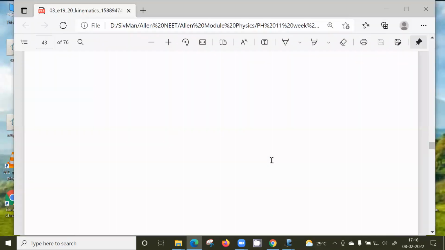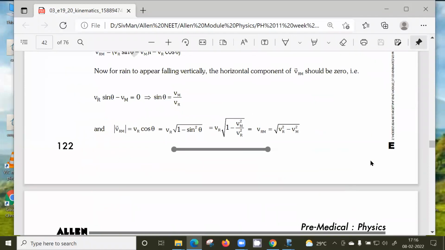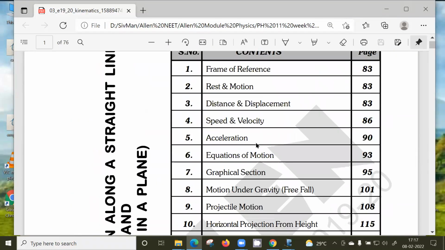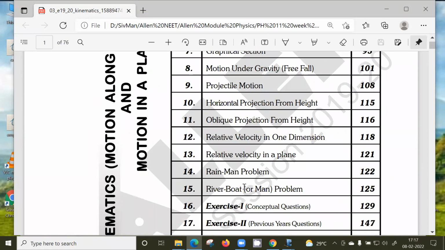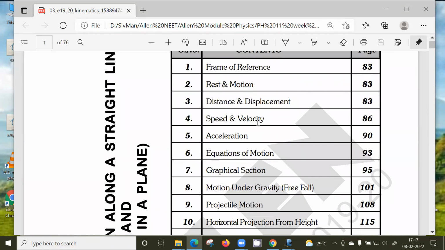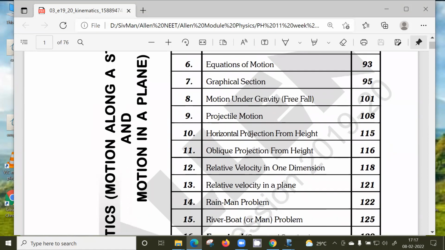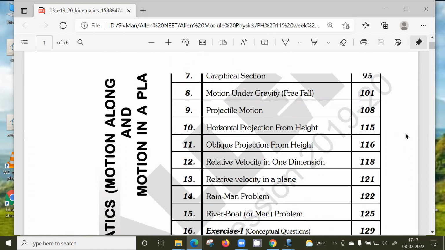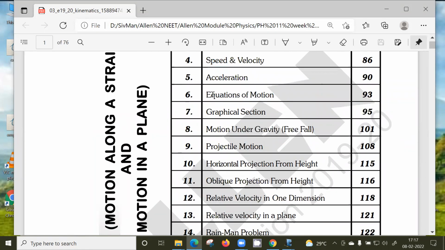See, this is the Allen sheet I have. In this, because for JEE it will be a little bit different, this is for NEET only. So what they have covered is circular motion. Where is the circular motion? I don't see circular motion here. Projectile motion is there, horizontal projection is there, oblique projection from height. Okay, relative motion. So circular motion is there for NEET or not? Yes, sir. Okay, maybe they have covered it here itself.